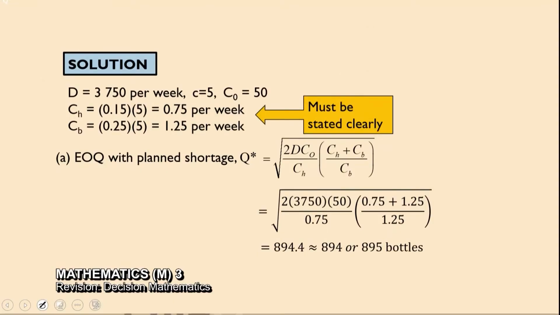Kena tunjuk, okay? So present all the information in mathematical symbol. And then my advice is to write down the formula so that you substitute the values correctly. And students can leave the answer either in decimal value or round off to 894 or 895. Tak perlu write all 3, just choose 1, okay? So you can write either one, okay?